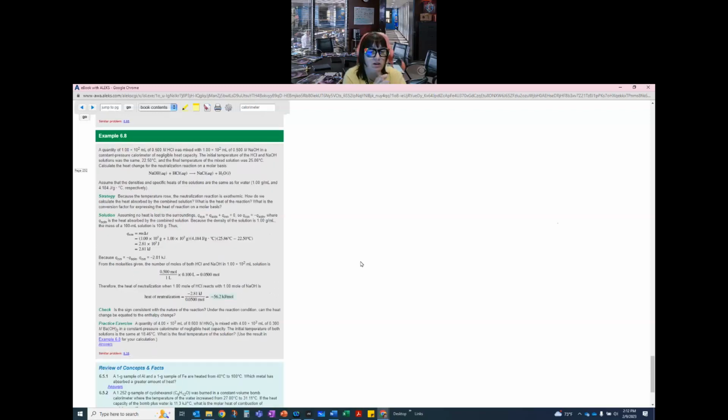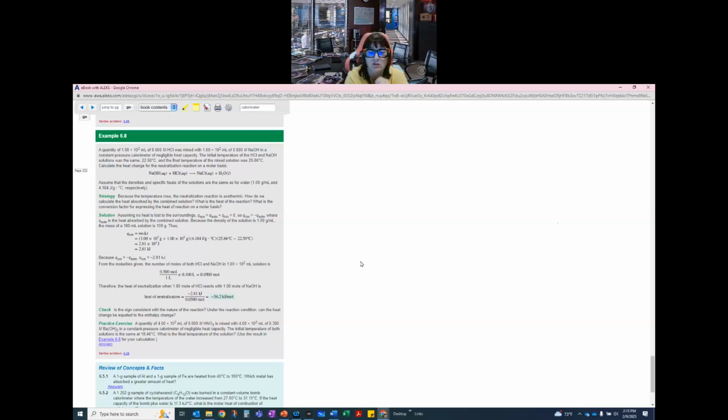It says a quantity of 100 milliliters of 0.5 molar HCl was mixed with 100 milliliters of 0.5 molar NaOH in a constant pressure calorimeter of negligible heat capacity. The initial temperature of the HCl and NaOH solutions was the same, 22.5 degrees C. I'm assuming that's room temperature. And the final temperature of the mixed solution was 25.86 degrees C. Calculate the heat change for the neutralization reaction on a molar basis.